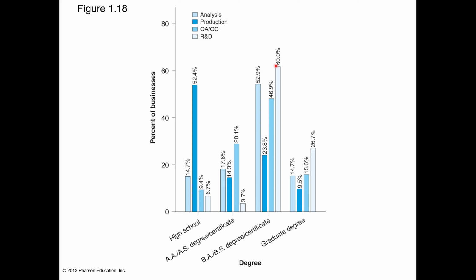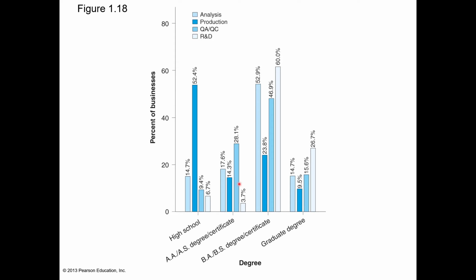60% of businesses will hire you for a research and development position with a bachelor's degree. 46.9% of businesses in QA and QC, quality assurance or quality control, will hire you with a bachelor's degree. So you can see these percentages are significantly lower here. Production, so production, they'll start you off. I'm surprised, but I guess I'll learn more as we go.